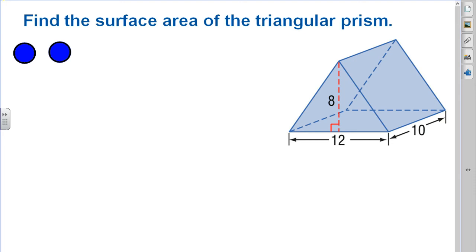Now this one, it's easier and harder. It's got a couple of extra little weird twists to it. So here we go. And it does say find surface area, so we'll do the total surface area.